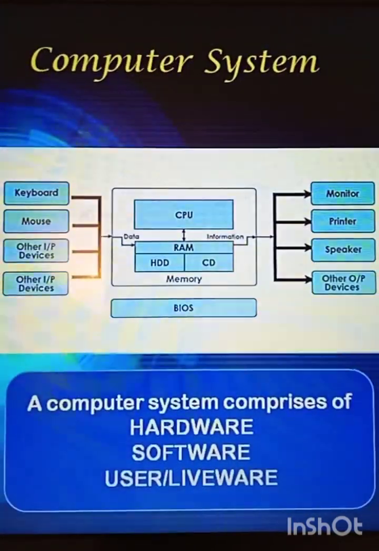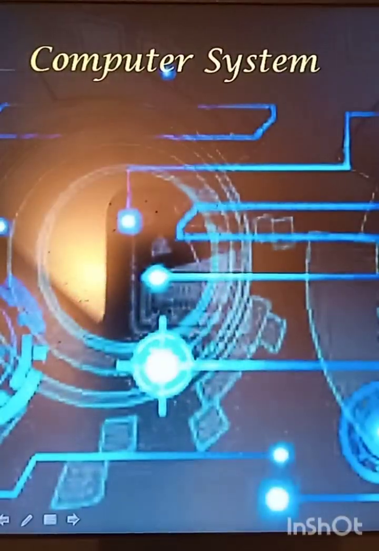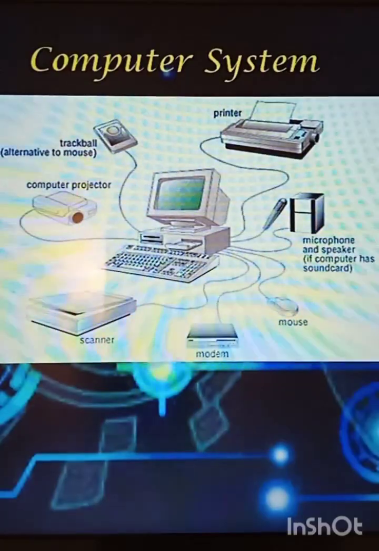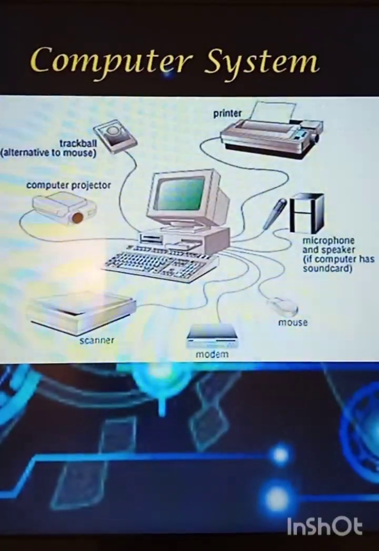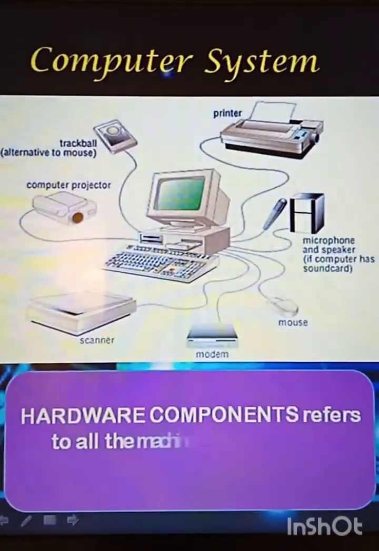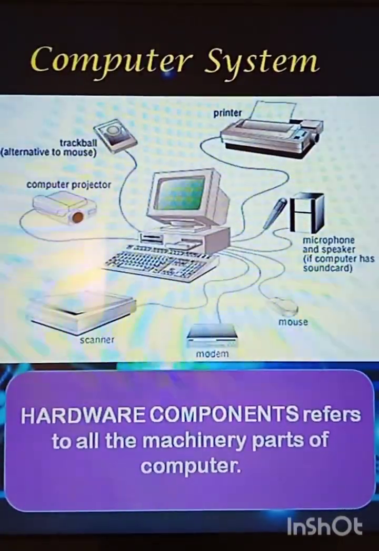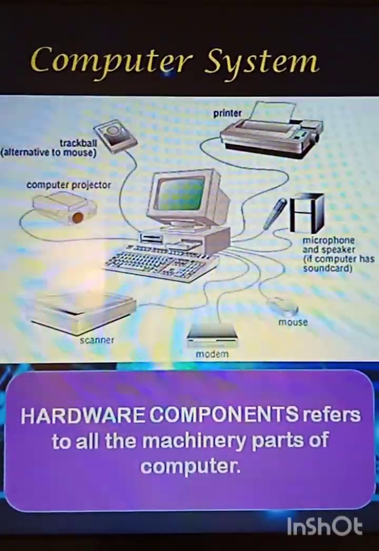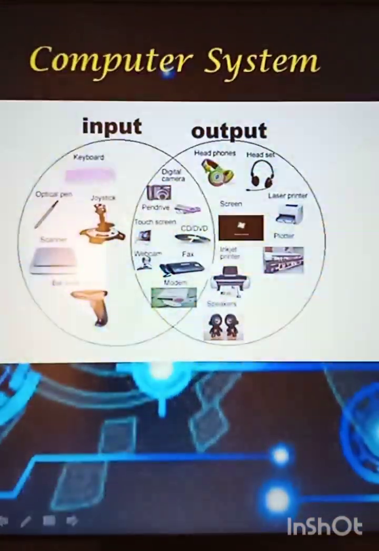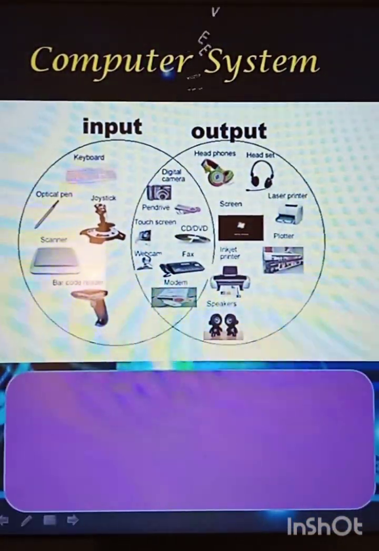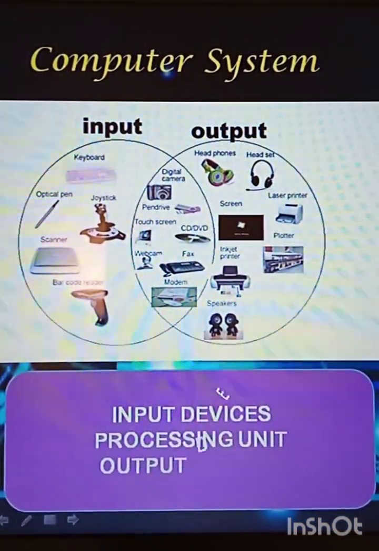A computer system comprises basically hardware, software, and liveware or user. Together all this makes a computer system. Now as you can see in the picture, the computer system comprises many components, and all these components you're seeing, the machinery parts, are called hardware components. They all are hardware components. These hardware components are broadly divided into input devices, processing unit, and output devices.